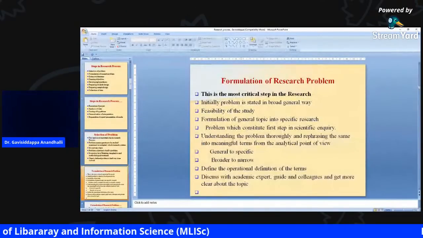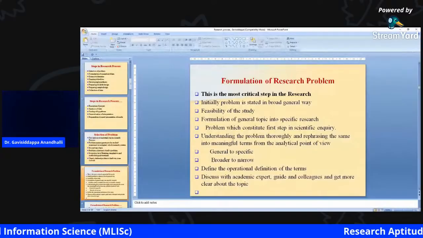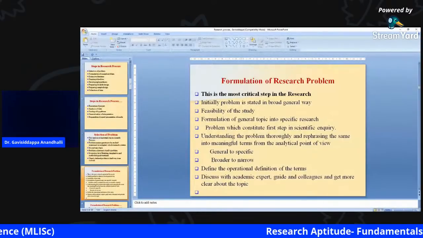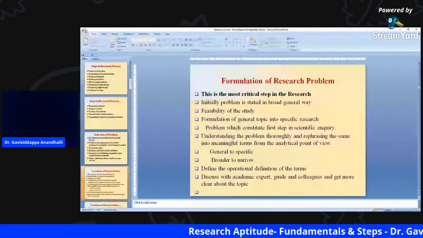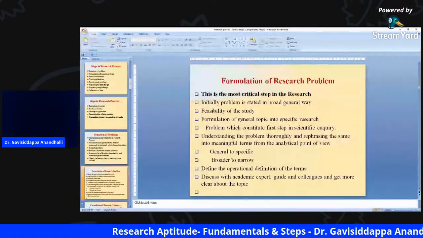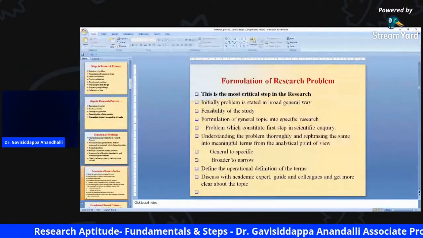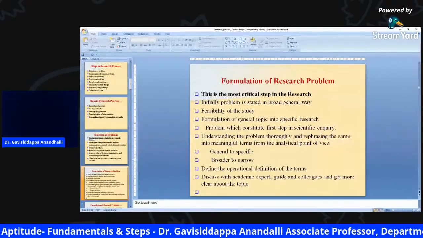So usually topics should be clear, topics should be specific, and it should be straightforward. And your topic should not contain any kind of ambiguity in the research topic.